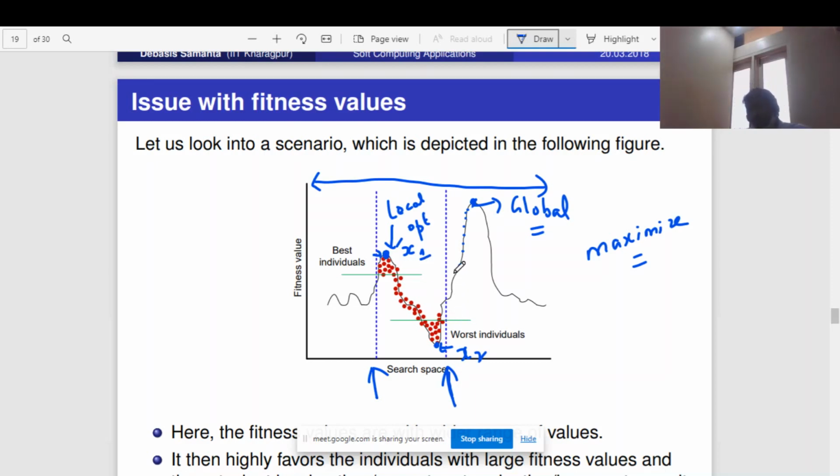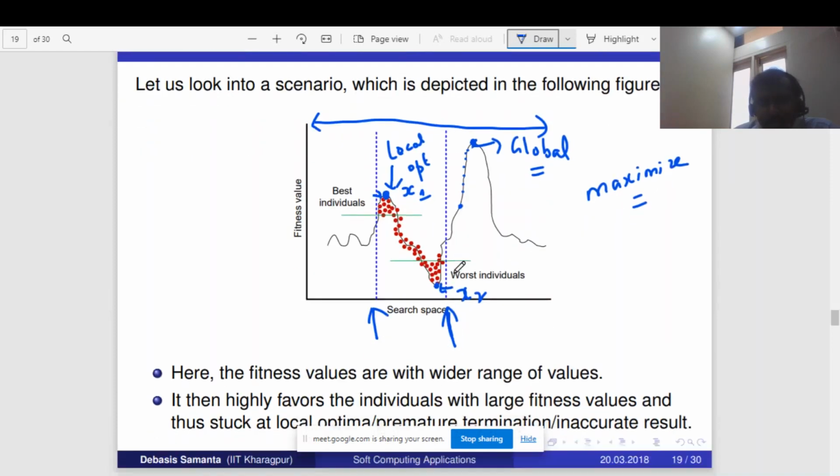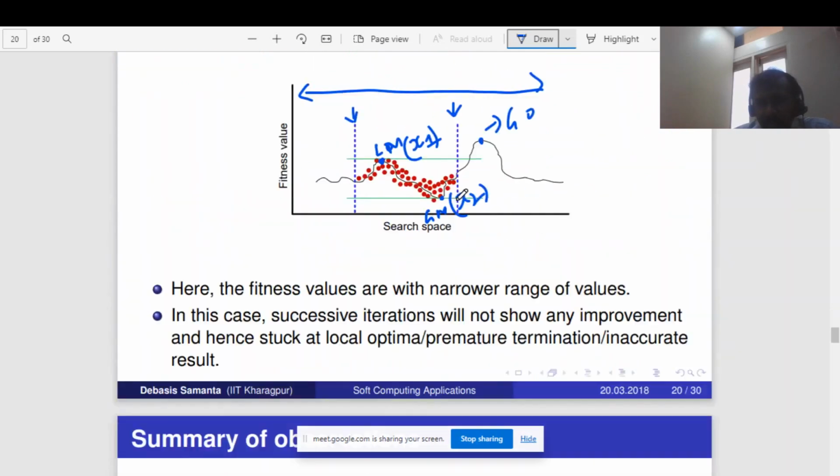Any observation? You can tell something, it may be wrong also. What do you observe? Yes. What is the range between x1 and x2 in this case and in that case? Here, what is the range between x1 and x2, and there what is the range between x1 and x2?